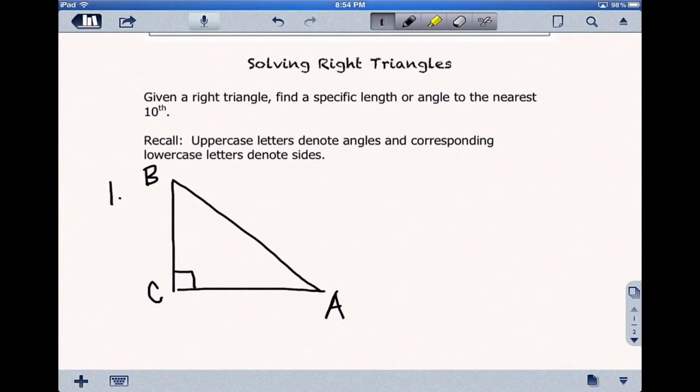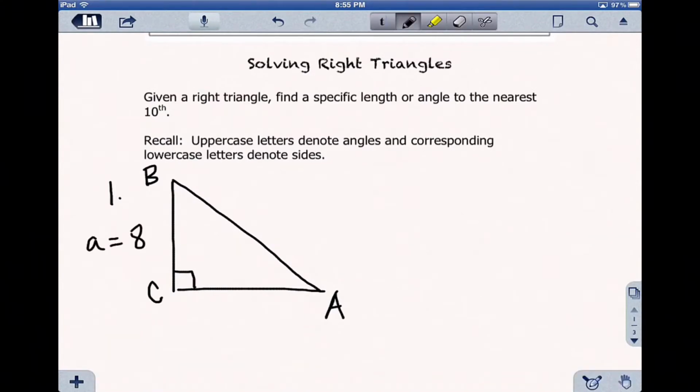For this first problem, notice that we already have the angles labeled. Opposite of angle A is side A. The length of side A in this case is 8. And we want to know the length of side B. That is our unknown. And we are also given the measure of angle B is 24 degrees. Okay, that degree is important. You need to make sure your calculator is in degree mode.